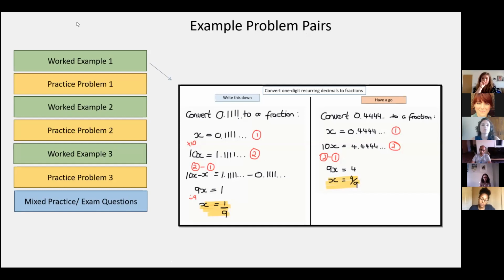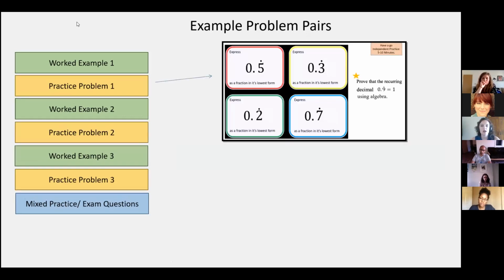But instead of moving straight on to worked example 2, I'd put this on the board. And this is a chance for the students to practice the questions that they've just learned. So I've only got 1 decimal recurring because worked example 1 was 1 decimal recurring. I've got 4 questions and then 1 challenge question. I'd usually put an exam question on my challenge.